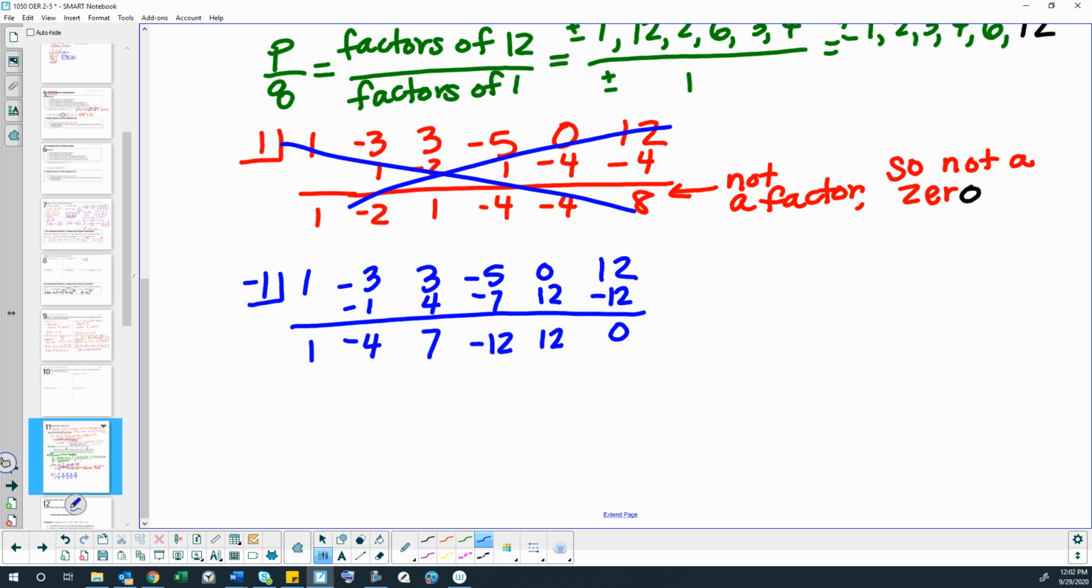I got one to work. So what do I know about that 0? I'm going to start making a little list of zeros over here just to kind of keep them out of the way as I go. So negative 1 is a 0.